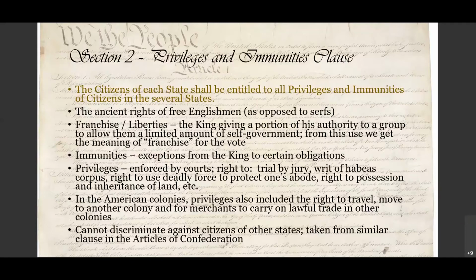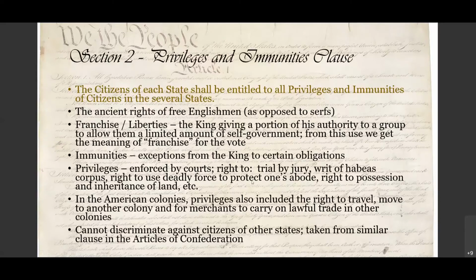And if it is legal to hold you, you have to be brought to trial, charged and brought to trial. So this prohibits the government from just locking up people it doesn't like. Lock them up, throw away the key, and don't give them a trial or a charge. Also, the right to use deadly force to protect one's abode, and the right to possession and inheritance of land. So a number of these got more explicitly put into our Constitution through amendments and such.